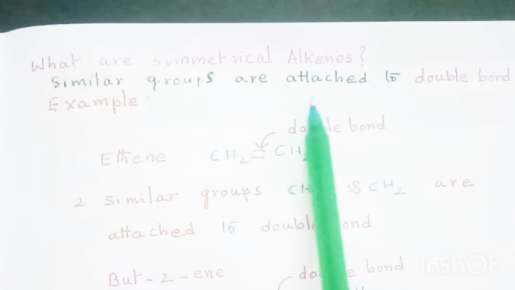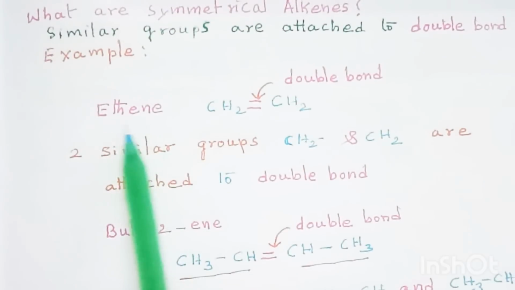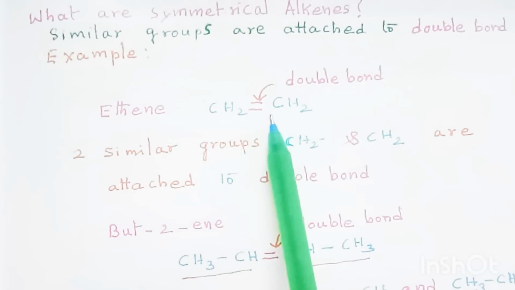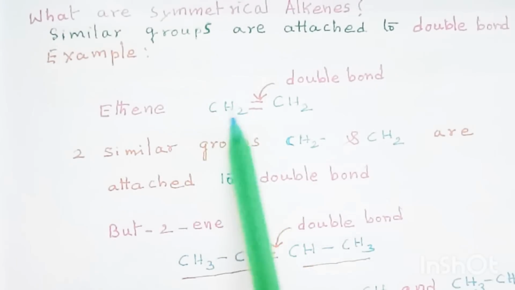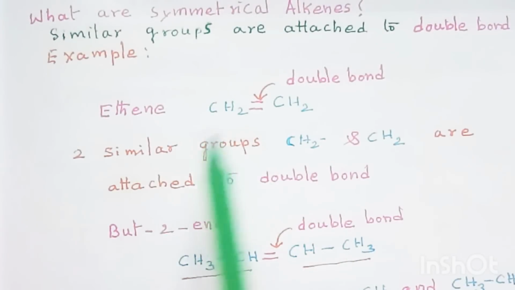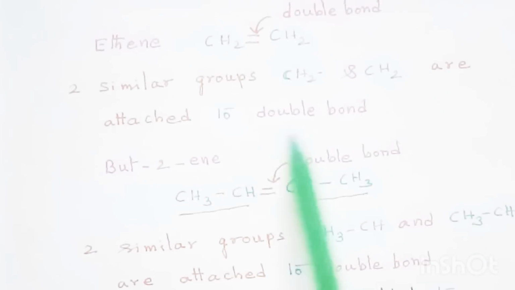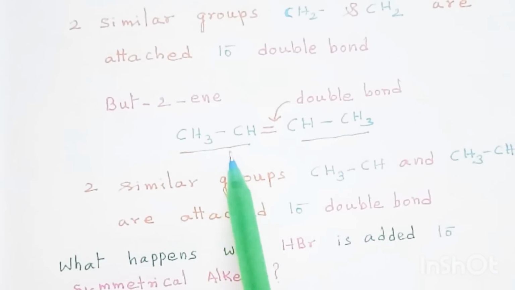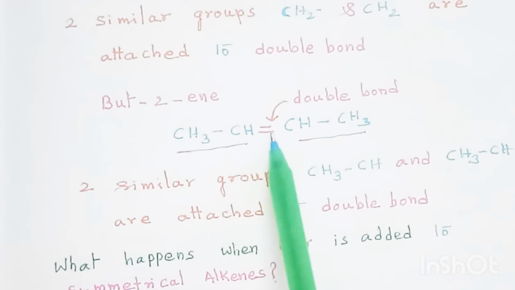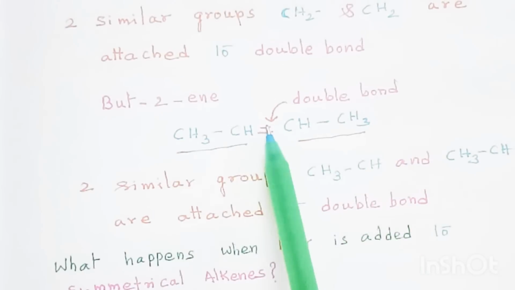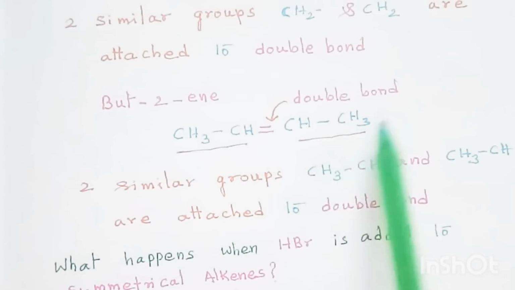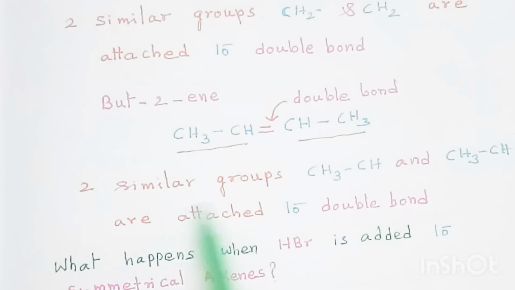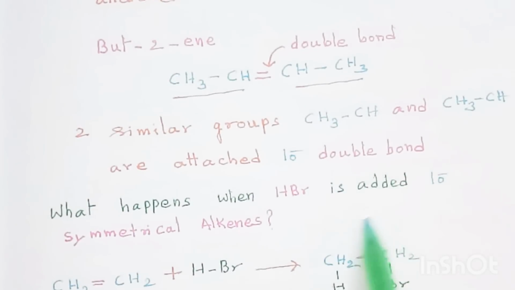Symmetrical alkenes have similar groups attached to the double bond. Example, ethene, CH2 double bond CH2. This is the double bond between these two carbon atoms. One side is CH2, another side is CH2. So, two similar groups, CH2, CH2 are attached to the double bond. But-2-ene is CH3, CH double bond CH, CH3. This is the double bond. On either side of the double bond, we have CH3CH, CH3CH. So, these are two similar groups attached to the double bond.